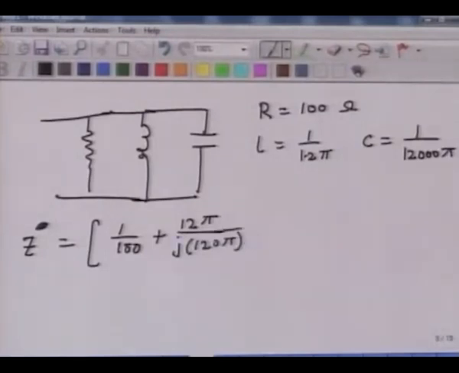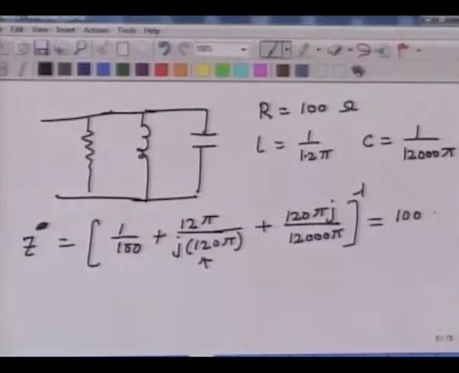So this is the inductive part plus 120 pi j over 12,000 pi, and then this whole thing I have to invert. And if I do the math correctly, it again brings the overall system impedance to a purely resistive number, which is 100 ohms. So by adding a capacitor, you can change the phase back to 0 degrees.